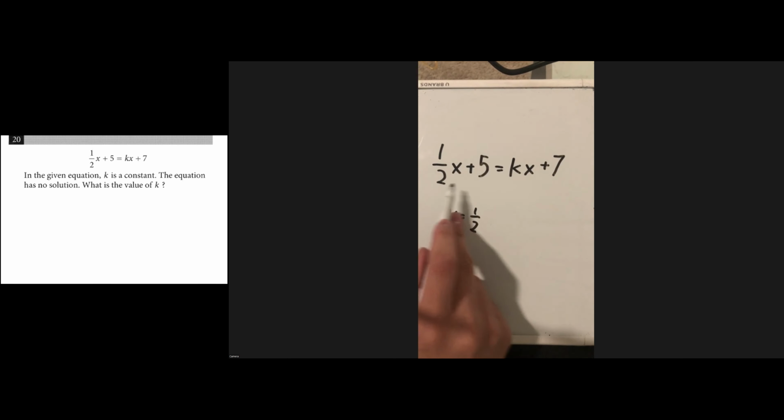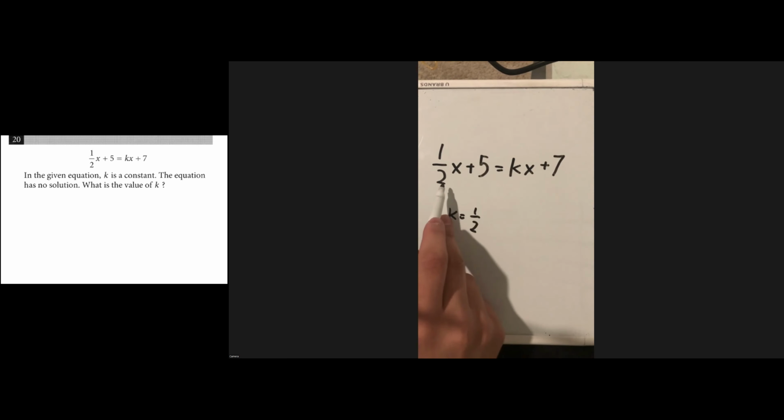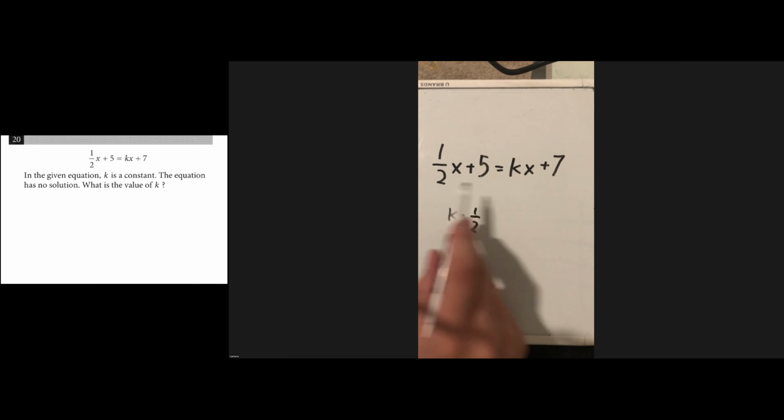Now, why is that? Well, 1/2 x plus 5 equals 1/2 x plus 7. No matter what x is, 1/2 x has to equal 1/2 x. So 5 cannot equal 7, which means that for this equation to have no solution, if the front coefficient of both x's are the same, there is no solution. So the correct answer here would be 1/2.